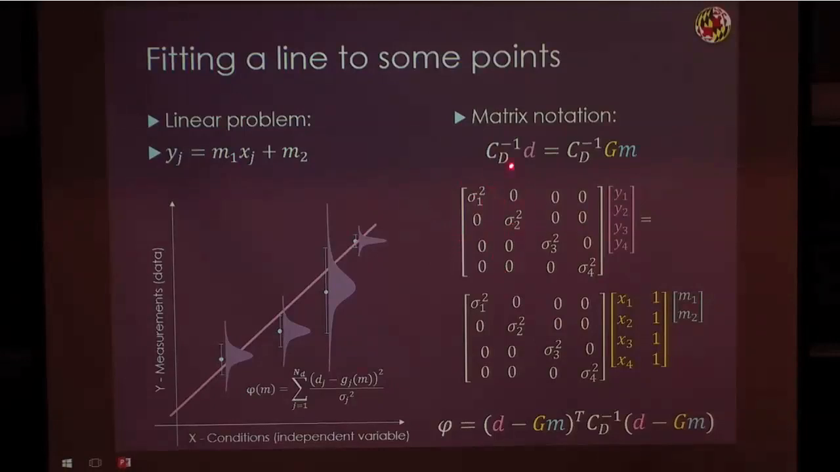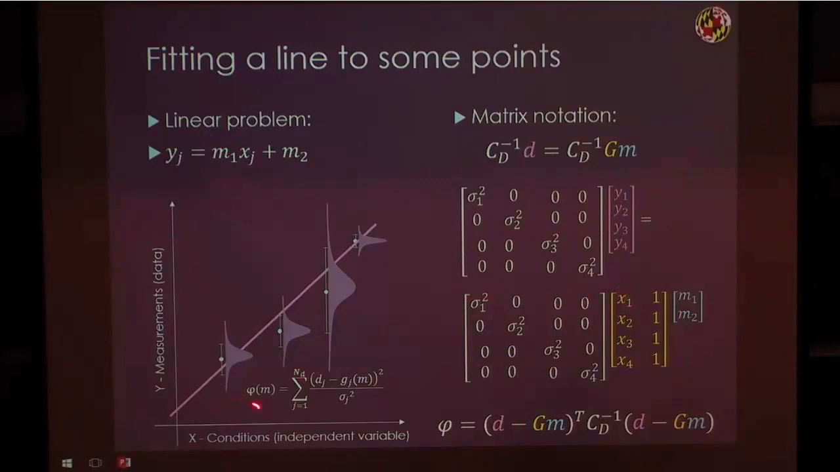And again, these should be 1 over. You see there's a -1 there. When we write this equation of a line in matrix notation, the left-hand side just has the C_D^-1 times d, the data vector. The data vector are the 4 y measurements. And it has to equal, again, this C_D inverse matrix here. And then you have to be able to write these equations in matrix form.